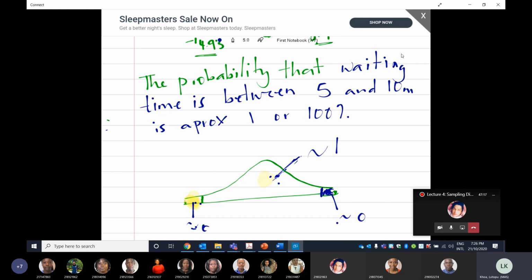So always try and get an intuitive understanding of what is being asked here. Remember the average waiting time is around 8.2 minutes, and the standard deviation is very small. That means we don't get a lot of variability in the waiting time. Most people will wait around 8.2 minutes, and 8.2 is right in that range between 5 and 10. So you expect almost everybody to be included in the range of waiting 5 to 10 minutes.